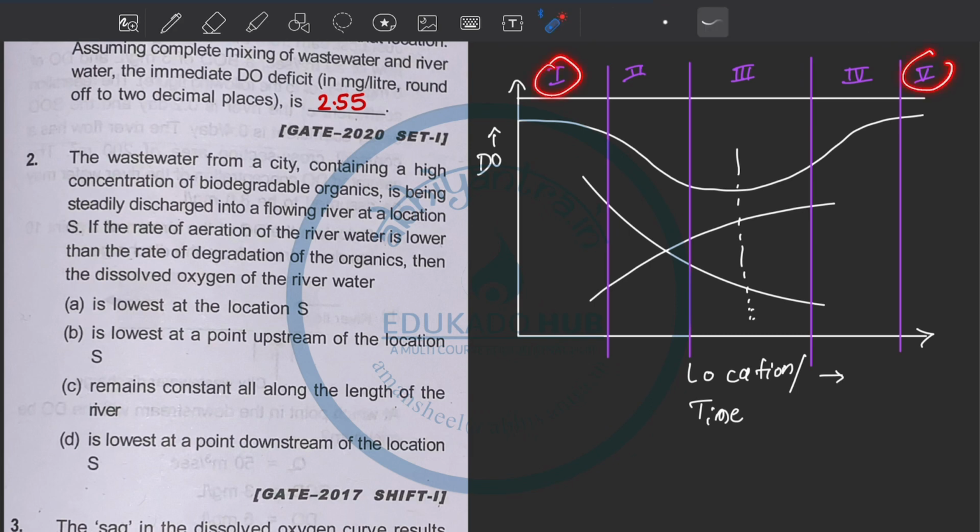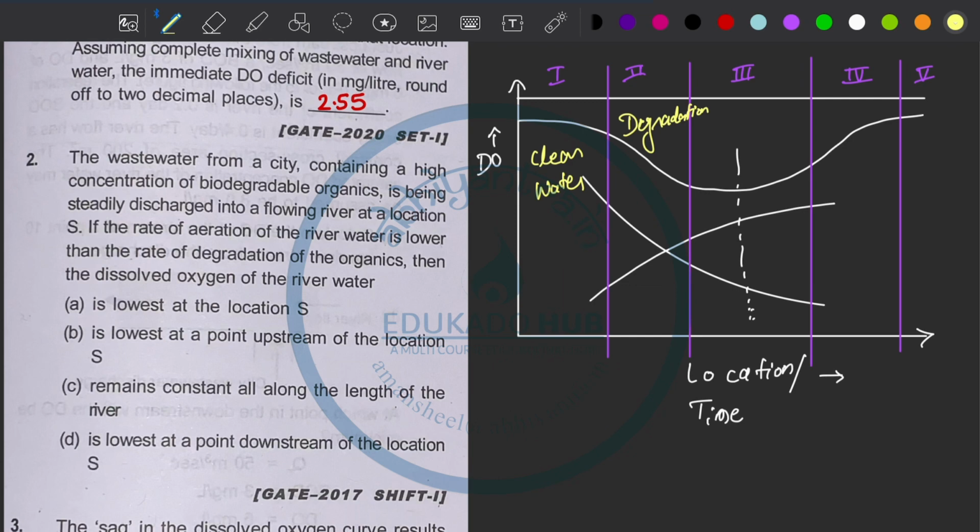Clear water means water which has dissolved oxygen in proper amount, so that the fishes and aquatic life can be present there. So the 1st zone and 5th zone are fully clear water. And then there is zone 2, which is the zone of degradation. The first zone is clear water, next is the zone of degradation.